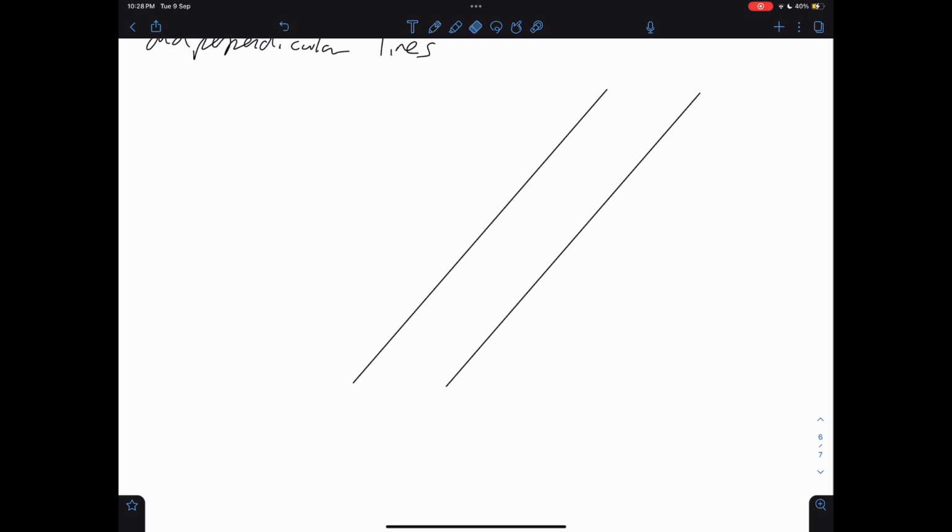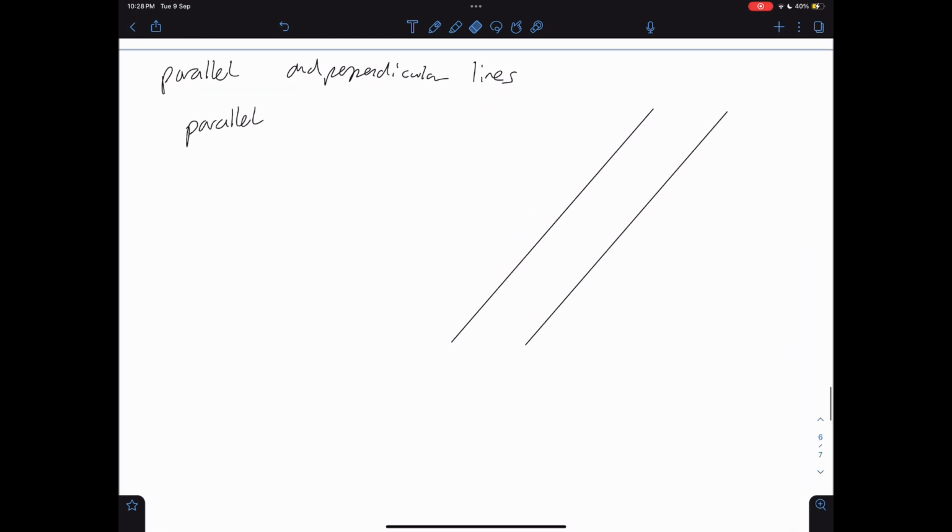They have the same gradient. And you could test this out. Trust me, they're the same gradient. What may differ is the y-intercept, however.